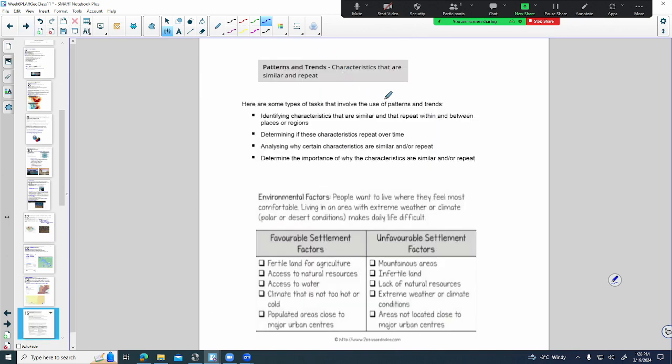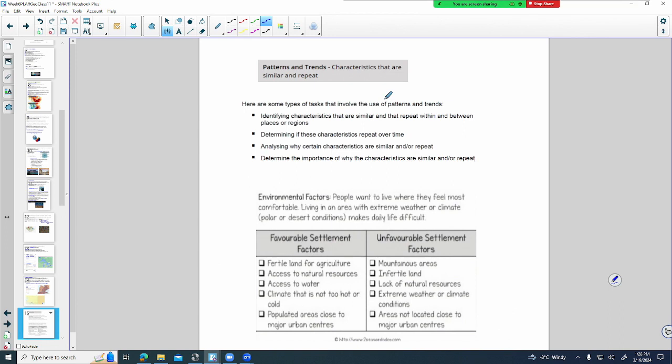Okay, next with patterns and trends. These are some of the types of tasks that involve the use of patterns and trends. So we said before, it could be identifying characteristics that are similar and that repeat within and between places or regions. Determining if these characteristics repeat over time. Analyzing why certain characteristics are similar and or repeat. And then determining the importance of why these characteristics are similar and or repeat.